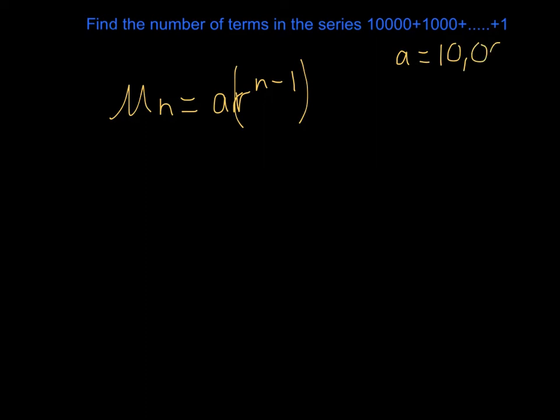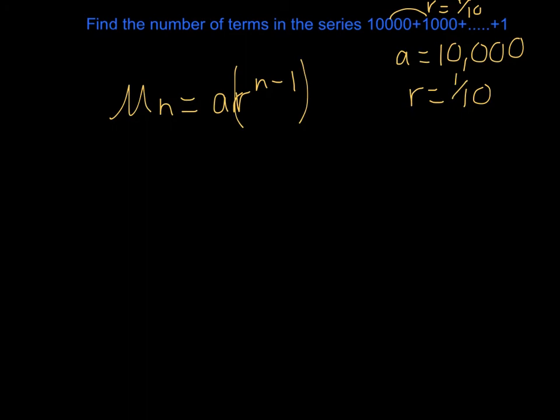So try this one. Find the number of terms in the series. Okay, so u to the n equals ar to the n minus 1. Let's bracket that off so we can see that. There's an r there. So I reckon that a is 10,000. And what are we timesing by? It's a tenth, isn't it? I think we're timesing by a tenth. So r is a tenth.